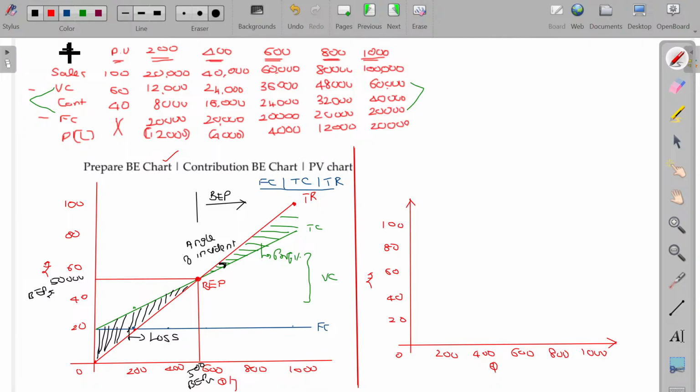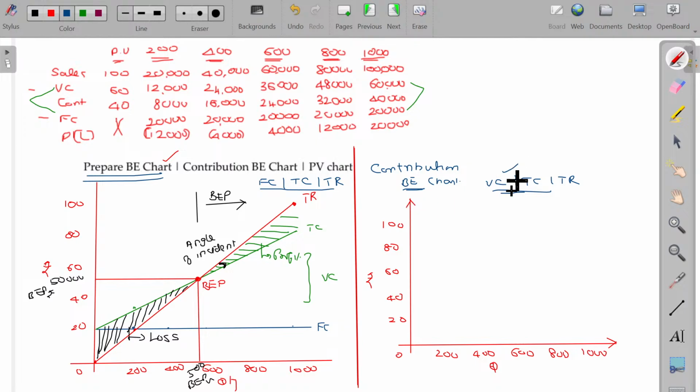Now what are the points going to be marked here? You have to mark variable cost, total cost and total revenue. This is called contribution BEP. This is called contribution break even chart. Is that clear? First, what we have done is nothing but BEP chart or simply BE chart. And here, this is called contribution chart.